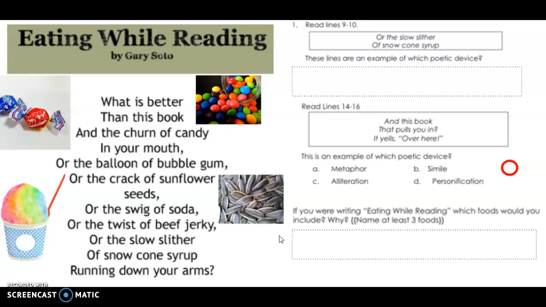If you were writing Eating While Reading, which foods would you include and why? So I want you to name at least 3 foods and tell me why you would include them in this poem. I'm going to give you 5 minutes to type in your answers for the ones that we've gone over, and to move your circle over to your answer, and then to type your answer into this box.